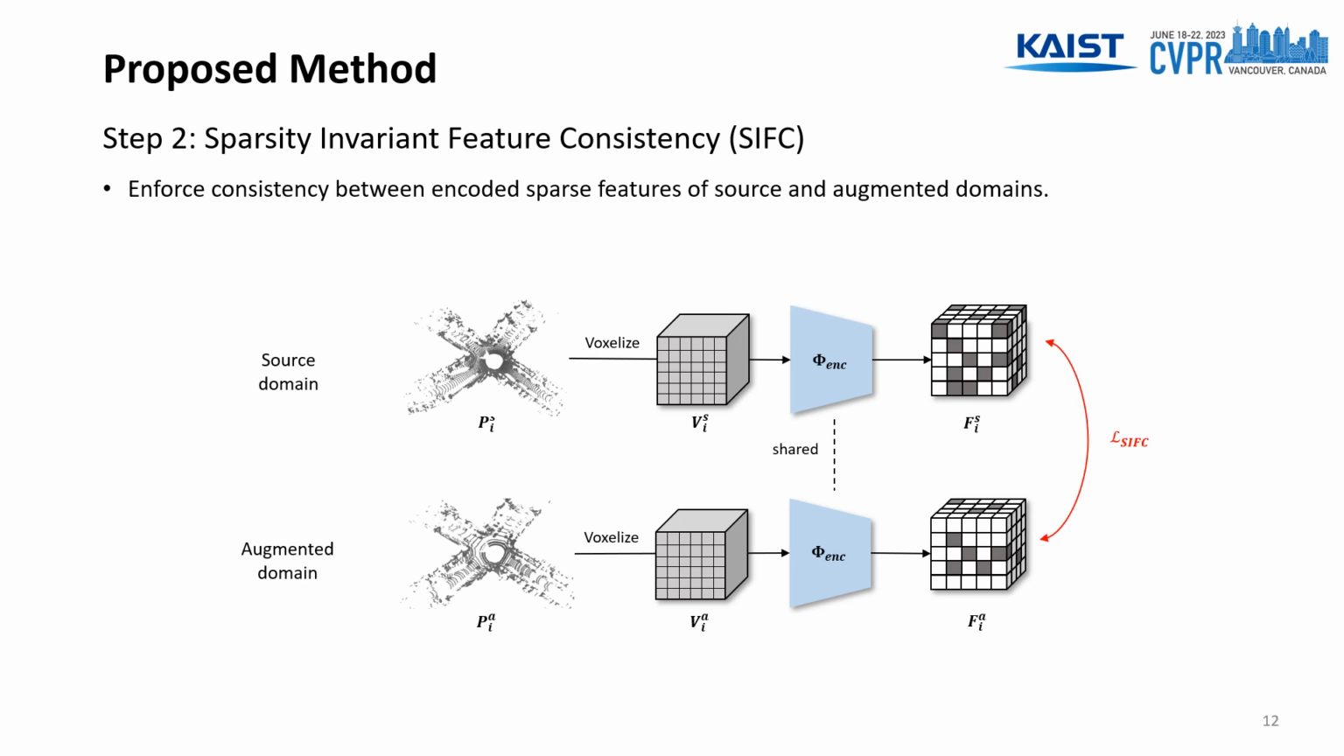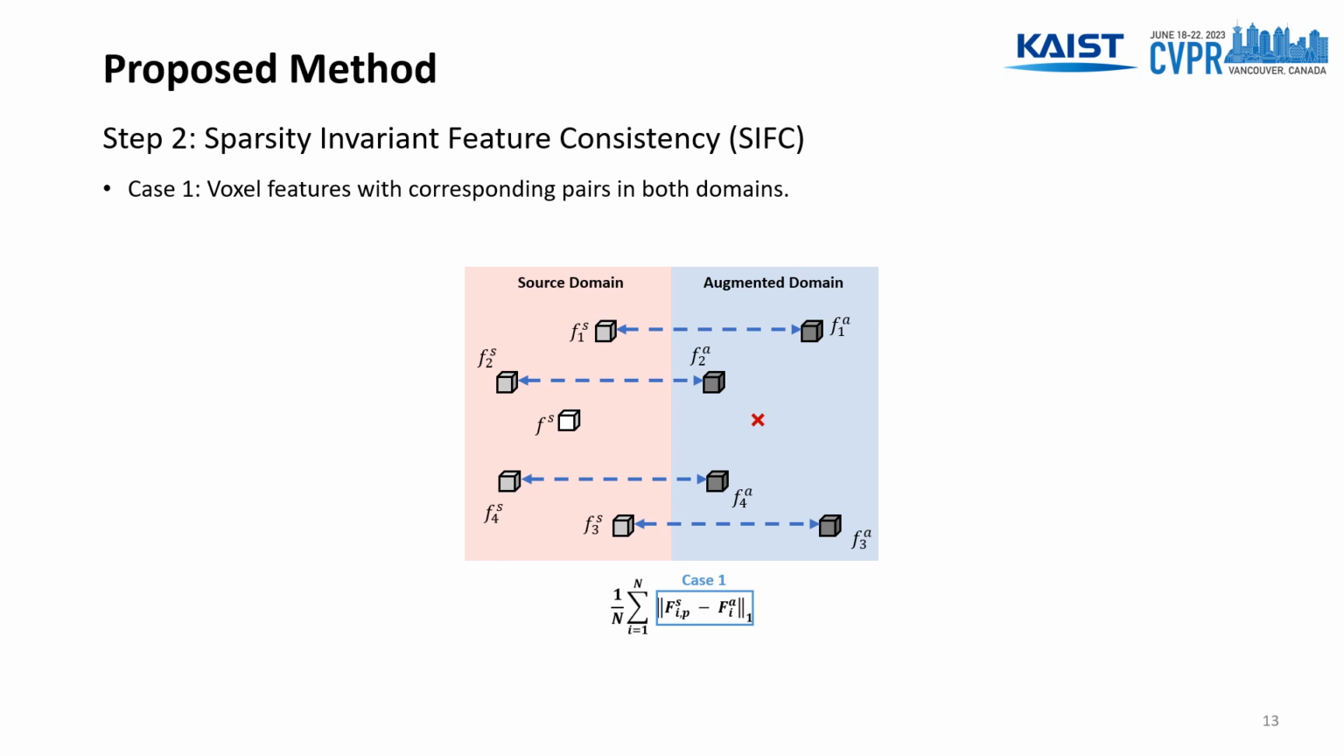Since the source domain and augmented domain data depict the same scene but only differ in sparsity, the voxels in the same location should have identical features. So the goal is to enforce the consistency in encoded sparse features regardless of the domain. But not all voxels in the source domain have corresponding voxels in the augmented domain. Therefore, we handle the voxels that have a corresponding pair in the other domain and those that do not in a different manner. If the source domain voxel has a corresponding voxel pair in the augmented domain, we use L1 loss to maintain the features of the corresponding voxels to be similar.